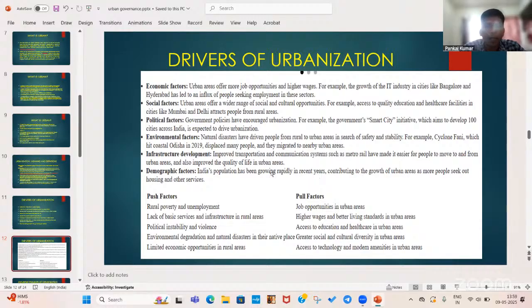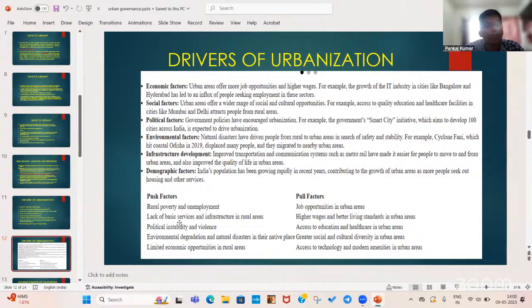Then all these factors, as I told you, can be classified into pull and push factors. What can be push factors? Rural poverty. Push factor means these are the conditions prevalent in our rural areas, and these factors are pushing people away from rural areas in search of a better quality of life, safety, stability, and jobs. So rural poverty and unemployment is also pushing people away from rural areas to urban areas.